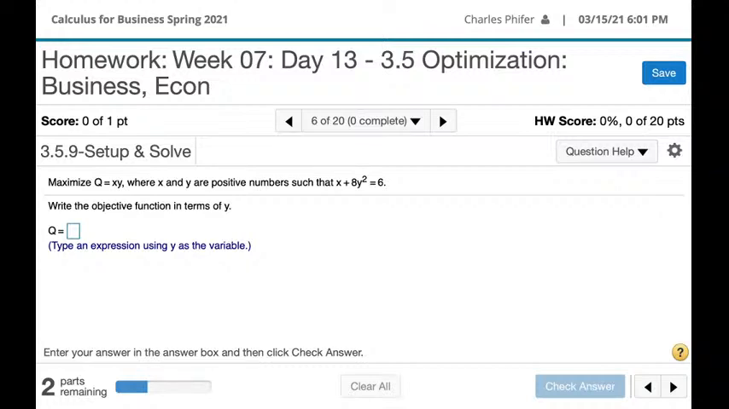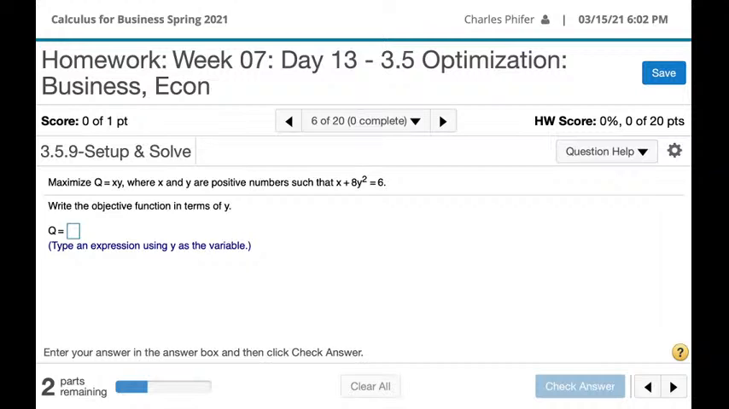So this is week 7. Let me do my header. This is week 7, day 13. This is section 3.5, optimization: business, econ, and general applications.